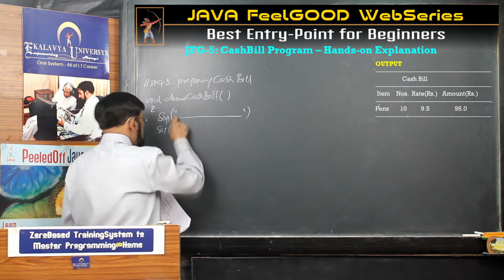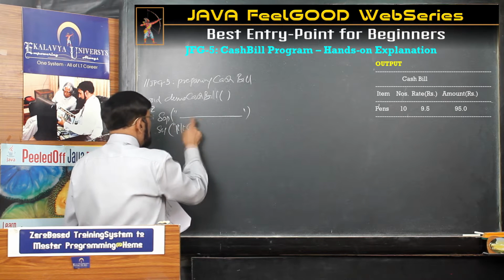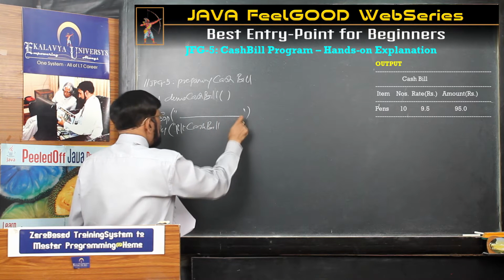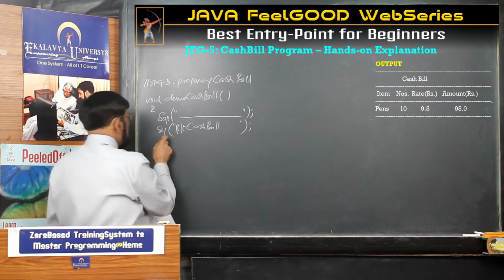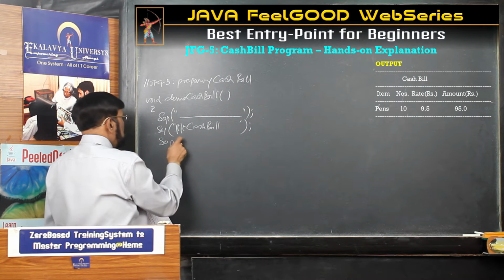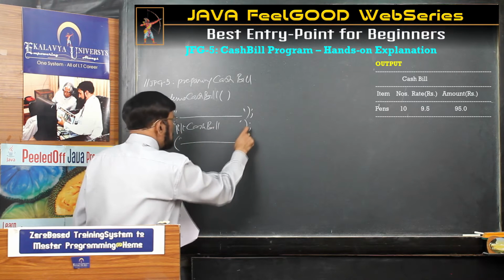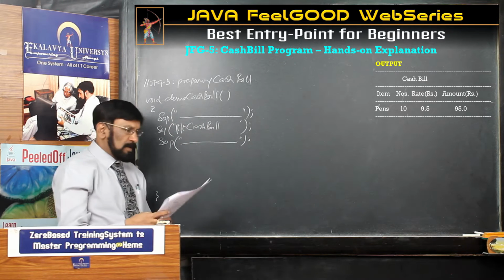The cash bill heading we write. It should come to the center. That's why we are writing horizontal tabs. That is cash bill. Don't forget this thing. Again SOP. One more line is required. Strictly according to that you write. Then there is no deviation at all.